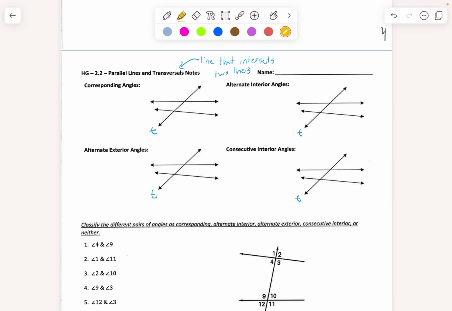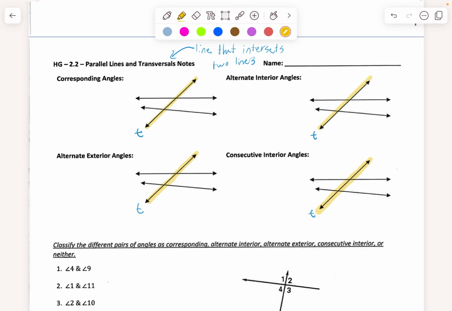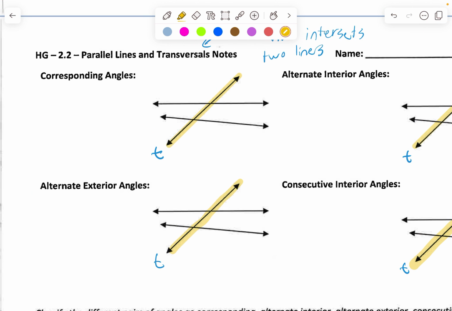Transversal, transversal, transversal. This line is the important one. It is not cutting stuff in half. It is just intersecting both of the lines. That's really all it is. Now that intersection of the transversal is pretty important because it creates these relationships that we're going to talk about pretty soon that are really important.